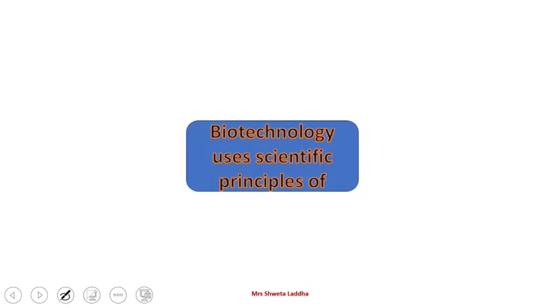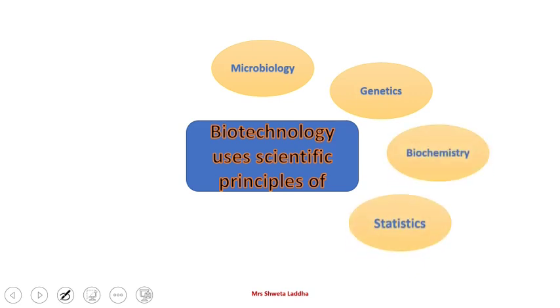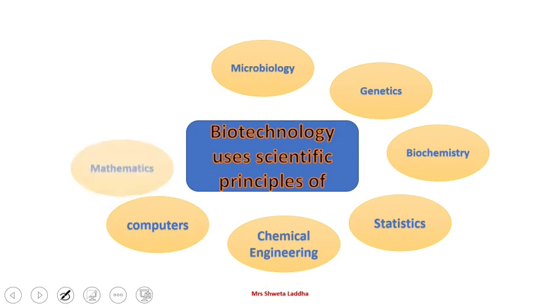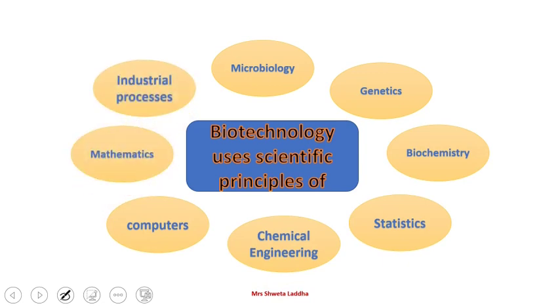Now biotechnology uses scientific principles of various fields such as microbiology. It will use the knowledge, the scientific principles of microbiology, genetics, biochemistry, statistics, chemical engineering, computers, mathematics and industrial processes. So it is a very vast field which is using different types of principles from different types of fields.